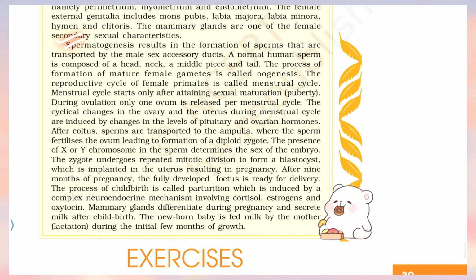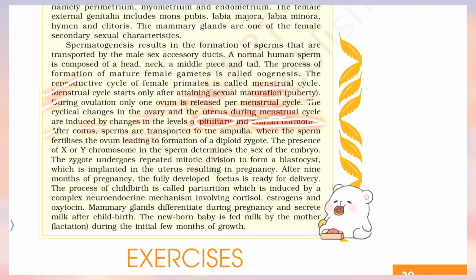Spermatogenesis results in the formation of sperms that are transported by the male sex accessory ducts. A normal human sperm is composed of a head, neck, a middle piece, and a tail. The process of formation of the mature female gamete is called oogenesis. The reproductive cycle of a female primate is called the menstrual cycle. The menstrual cycle starts only after attaining sexual maturation, puberty. During ovulation, only one ovum is released per menstrual cycle. The cyclical changes in the ovary and the uterus during the menstrual cycle are induced by the changes in the levels of pituitary and ovarian hormones.